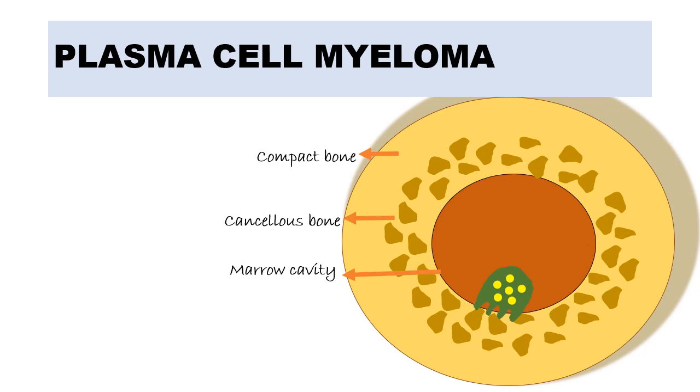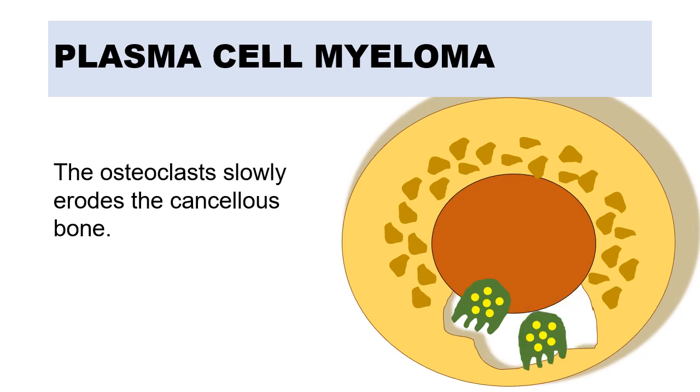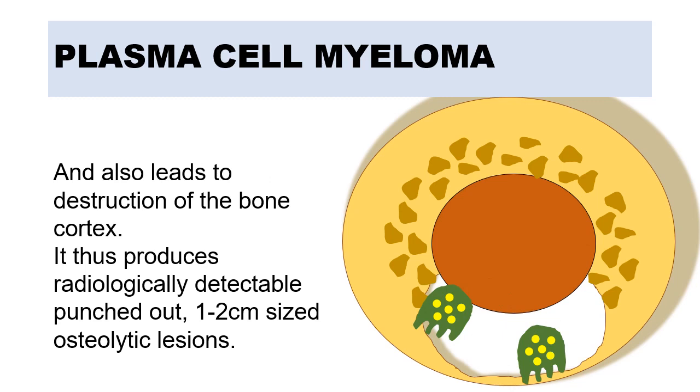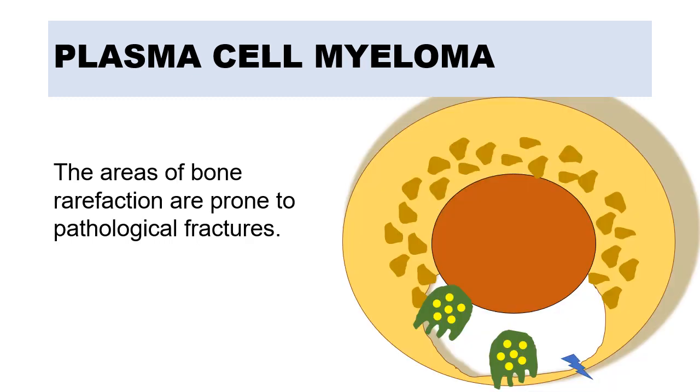The disease activity starts within the marrow. The osteoclasts slowly start eroding the cancellous bone and ultimately lead to destruction of the bone cortex. This produces radiologically detectable punched out lesions, 1 to 2 centimeters in size, osteolytic lesions. These areas of bone rarefaction are prone to pathological fractures as well.